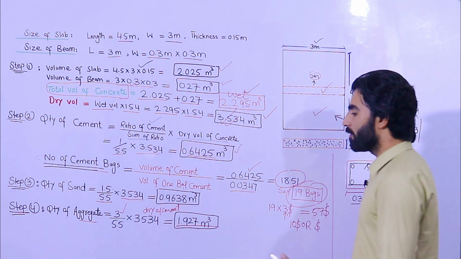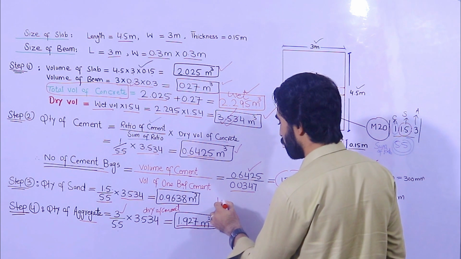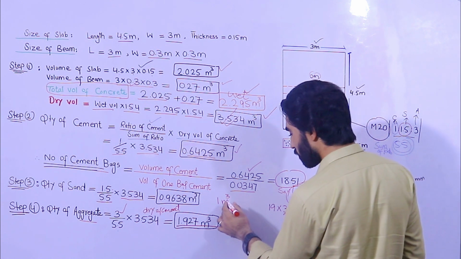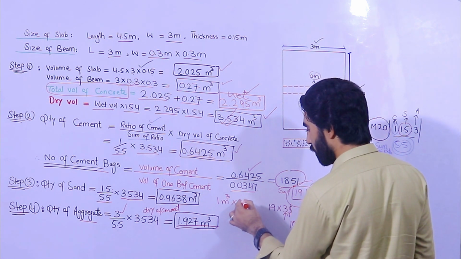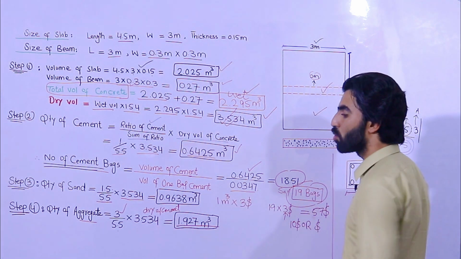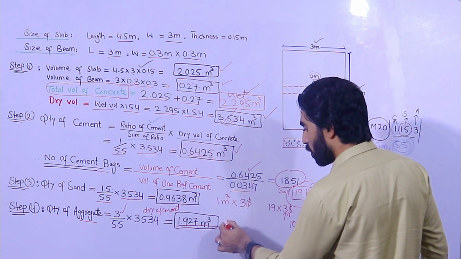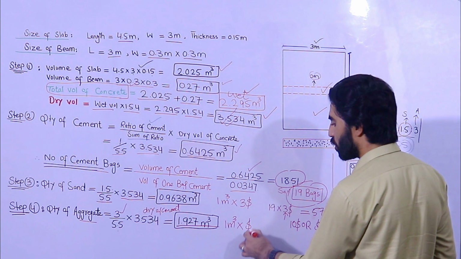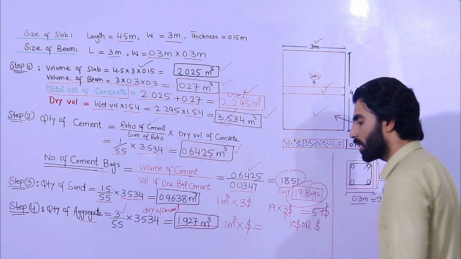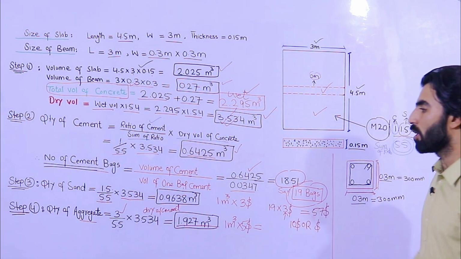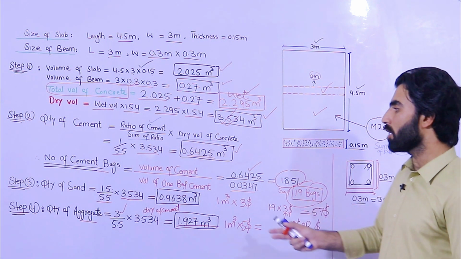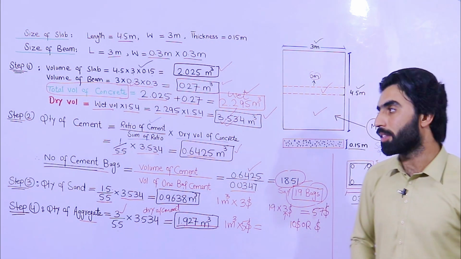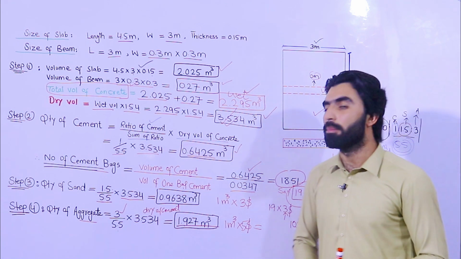Next, if for example the price of 1 meter cube of sand is $3, you will multiply and get the total price. If the price of 1 meter cube of aggregate is, for example, $5, you will multiply this volume by 5. Then how can you calculate the total cost? Price of cement plus price of sand plus price of aggregate, and then you will find the total material cost.